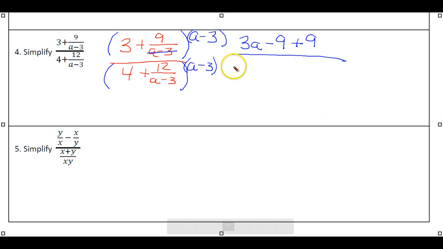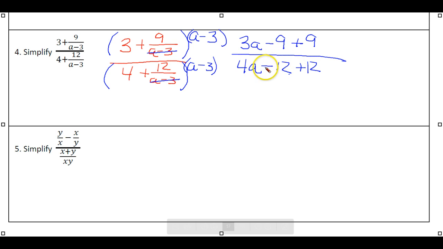Now 4 times a is 4a, and these cancel out here. I got to put my minus 12 here too. Wait a minute. Yes, again we're multiplying this 4 times the a and then the 4 times the negative 3. Now, when we multiply our next thing, these cancel out and we end up with a positive 12.